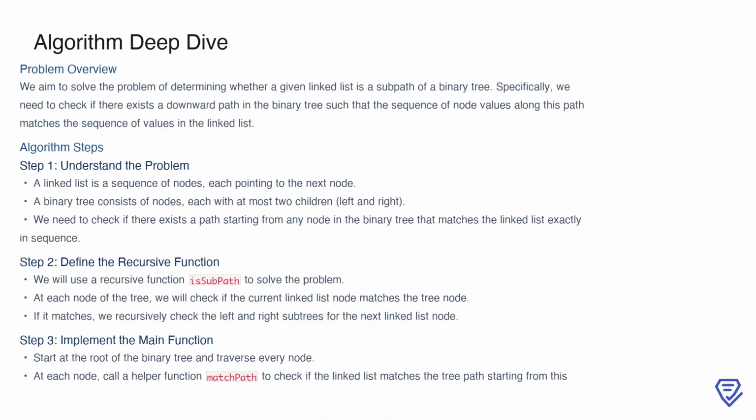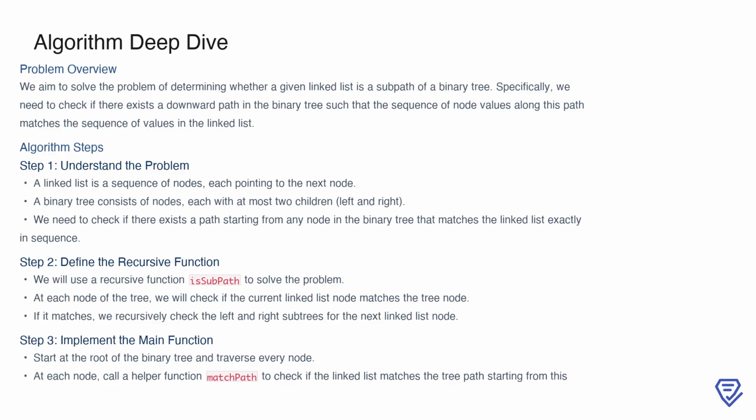In this problem, we are tasked with determining if a given linked list is a subpath of a binary tree. To clarify, this means we need to find a downward path in the binary tree where the sequence of node values matches the sequence in the linked list. To approach this, we'll start by understanding the structures involved. A linked list is a sequence of nodes where each node points to the next, while a binary tree consists of nodes where each node can have up to two children, a left and a right.